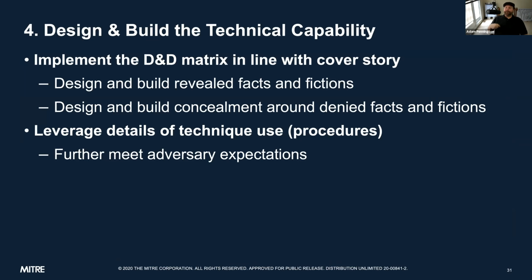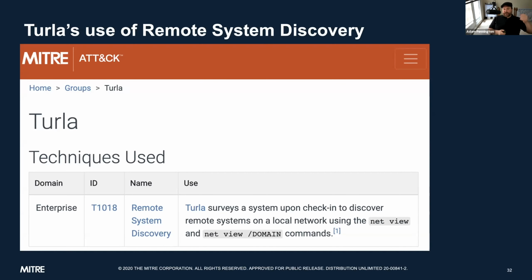Throughout this, it's probably good to get into the procedure level of how an adversary is actually operating, to take a farther look at meeting expectations and making sure that what we're designing actually matches up with the adversary. So I mentioned remote system discovery. So going into the procedure for Turla using remote system discovery in ATT&CK, we see that what they're actually doing is using the net view and net view /domain commands.